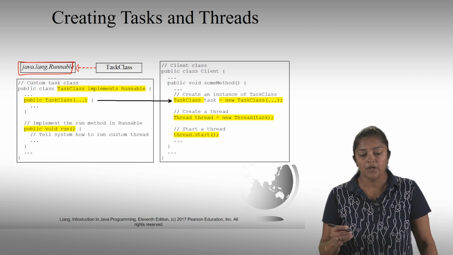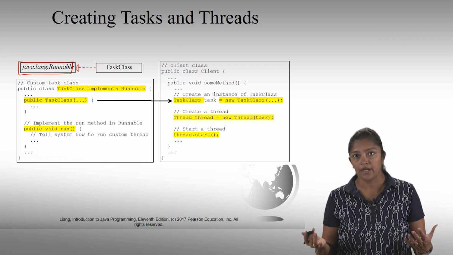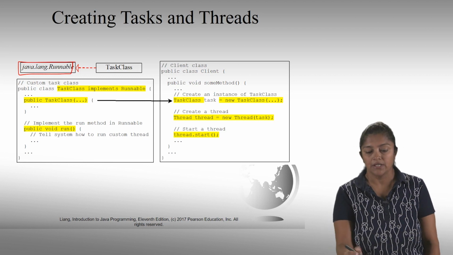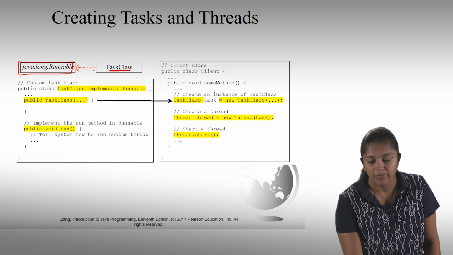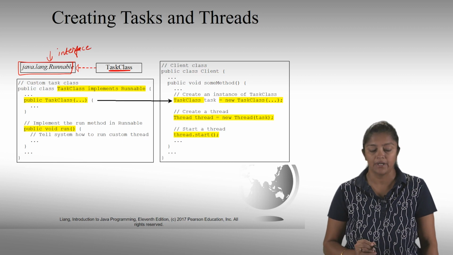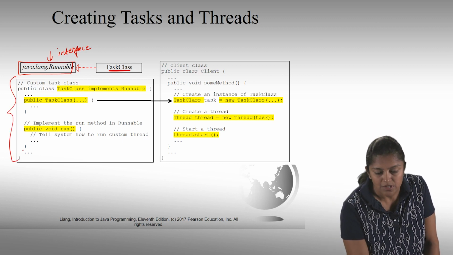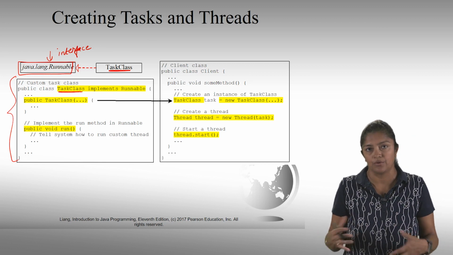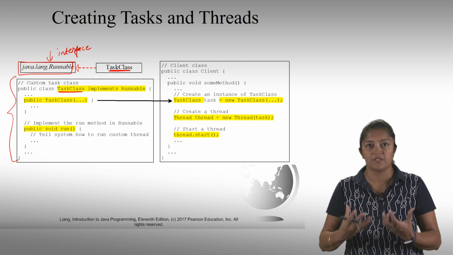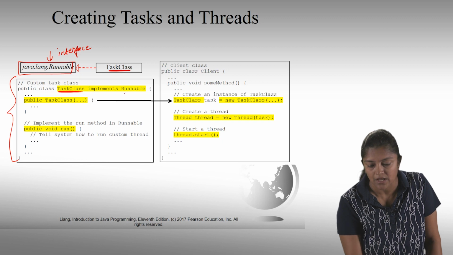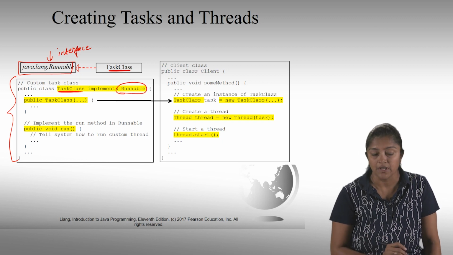Whenever we want to create a thread, our first step would be to create a task class, and this task class should implement the Runnable interface. What that means is it should provide the implementation of the run method, and that's what you see here. So we're creating a task class. We can call it whatever we want to. Basically its purpose is to specify the tasks for the thread. Here you see the task class implements the Runnable interface.